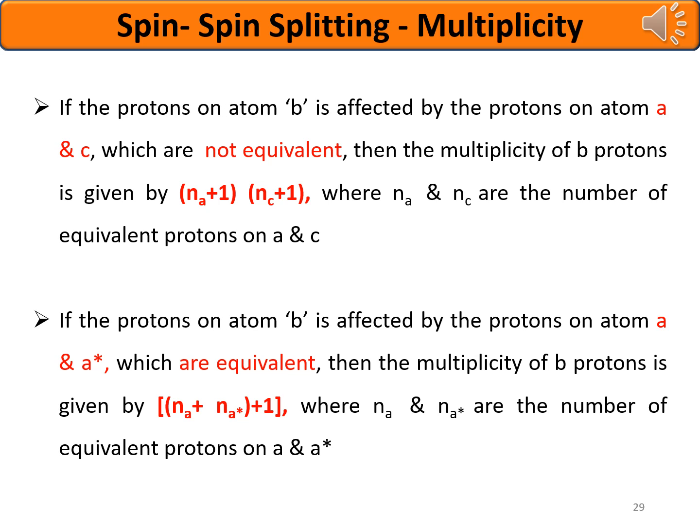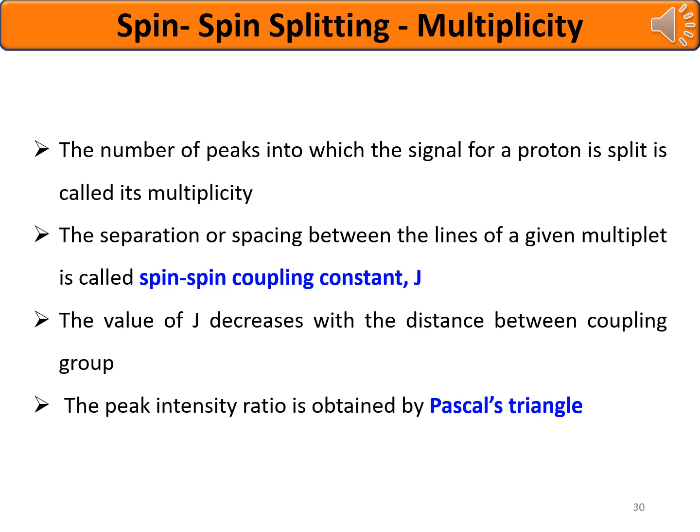And if the proton on atom B is affected by the protons on atoms A and A star, which are equivalent, then the multiplicity observed for the B proton is calculated using the equation Na + Na star + 1, where Na and Na star are the number of equivalent protons on A and A star. So we have seen three different rules to follow to determine the multiplicity.